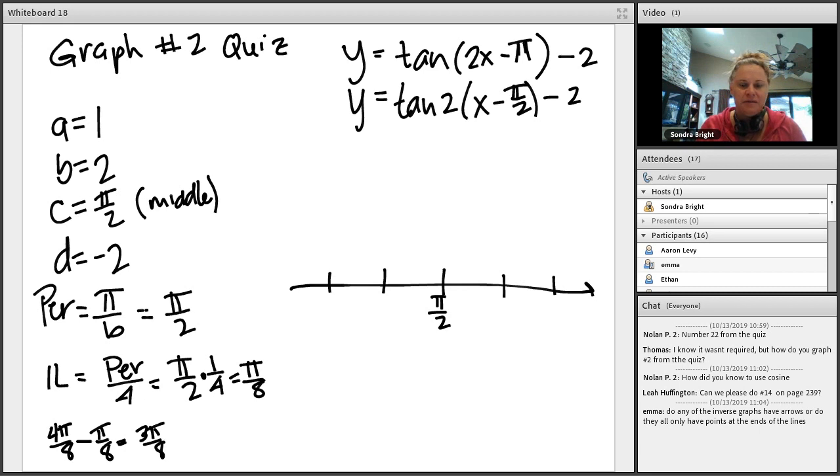It's going to be this guy. And then subtracting another pi over 8 would give you 2 pi over 8, which reduces to pi over 4. And then you want to add these guys also, so pi over 2 plus pi over 8, that's 4 pi over 8, would give you 5 pi over 8.